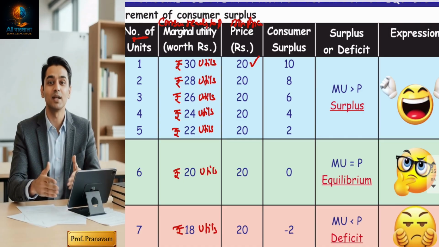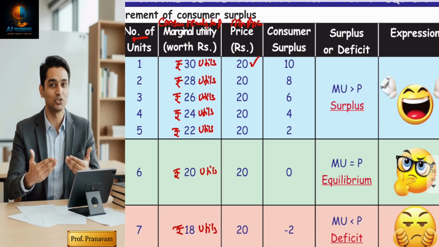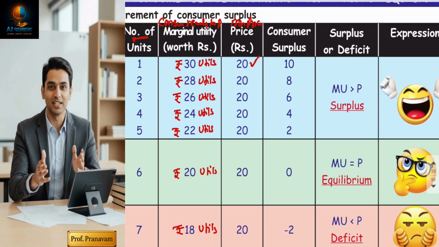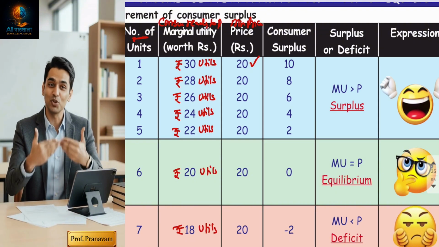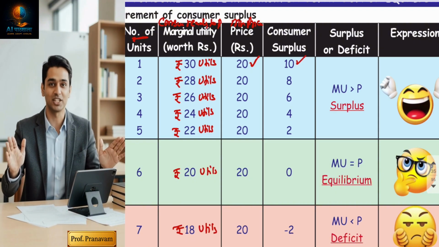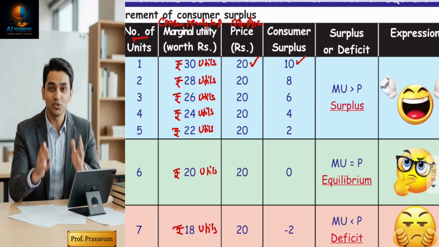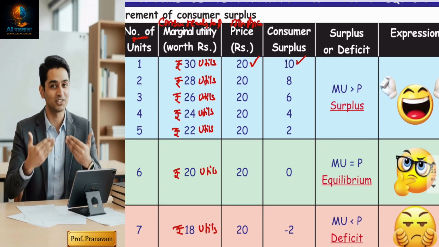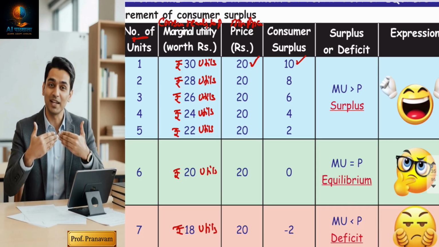This first slice of pizza is going to give me 30 utils of worth, and it is available at 20. Mentally, I find this product very cheap and I'm going to purchase it, because my mind is calculating that I'm deriving 10 extra rupees of benefit. It's a surplus. Okay? I've got more benefit than what I expected.